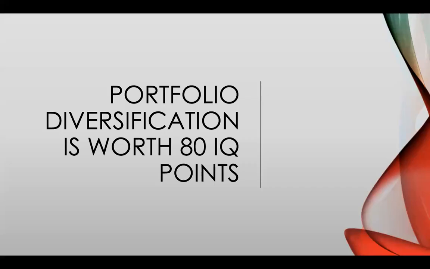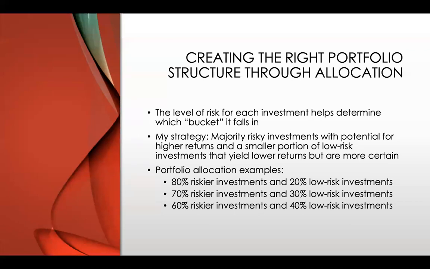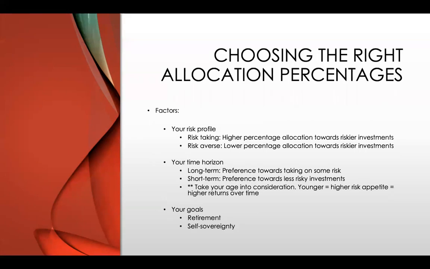So you can see how that works with all these different factors going in. And so the way you determine your portfolio allocation percentage is by using these three factors as guidelines. The first of which is your risk profile. Your risk profile is how much risk you're willing to take. So are you a risk-taking individual? If you are, then you are going to allocate a higher percentage of your portfolio towards riskier investments.